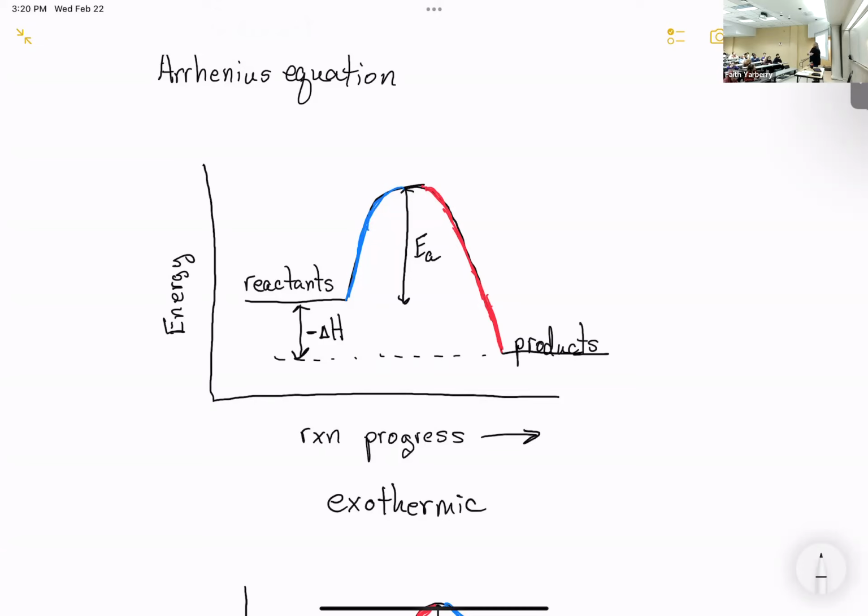Now it's easier than it would be to go in the reverse direction, because if it were going in the reverse direction, it would have a nasty energy of activation to deal with. But even though it's exothermic, it doesn't mean it's easy, because it has to overcome that energy of activation. That's where a catalyst can come in.